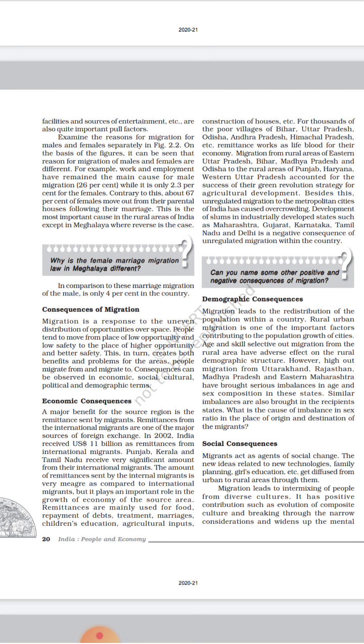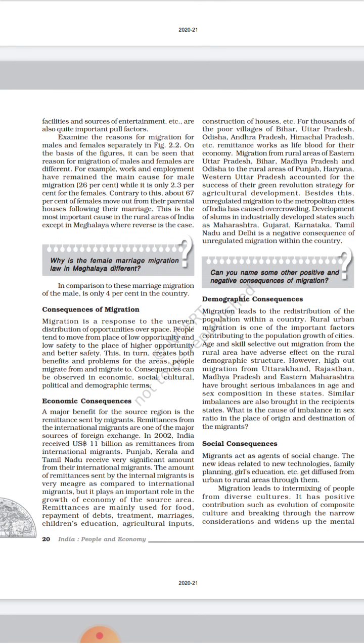There are also internal remittances, that is, within a country, but that money is very negligible in comparison to international remittances. Remittances from international migrants are a major source of foreign exchange. In 2002, India received almost $11 billion US dollars in remittances from international migrants. The states which received the maximum remittance include Punjab, Kerala, and Tamil Nadu, as they have more international migrants.